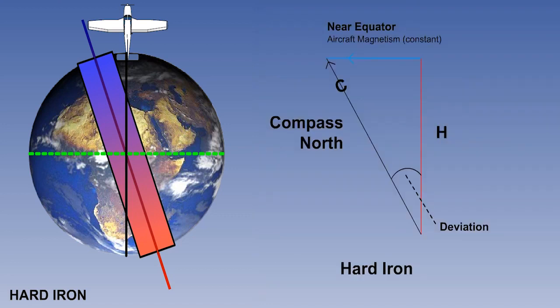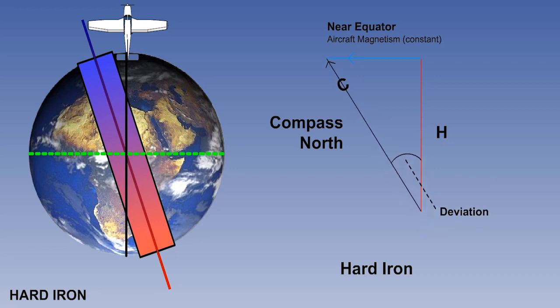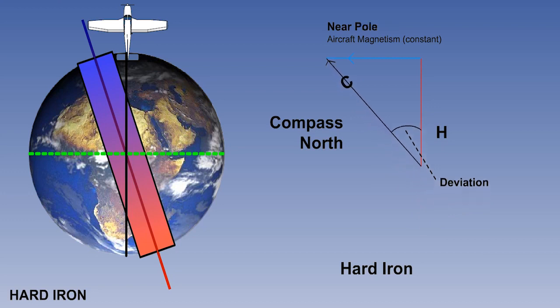Let's look at the effect this will have on deviation. We know that aircraft magnetism due to hard iron can be assumed to be constant, and we can represent this constant by the blue line here. As the directional strength of a compass needle is governed by the strength of the Earth's H component, represented here in red, we can see that deviation will be low near the equator, but will increase towards the pole as the effect of the H component decreases.